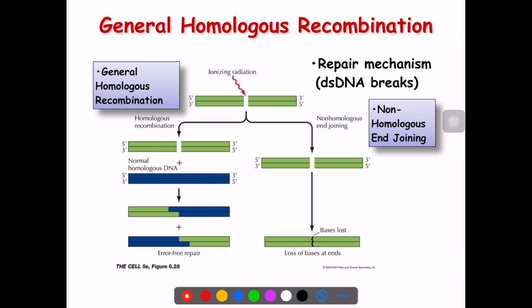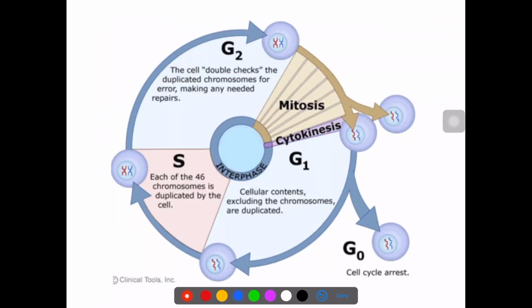So again, general homologous recombination requires the presence of a sister chromatid in your DNA. So it can only happen in cells that have already undergone DNA synthesis. So again, it happens only in cells that are in the G2 stage of the cell cycle.